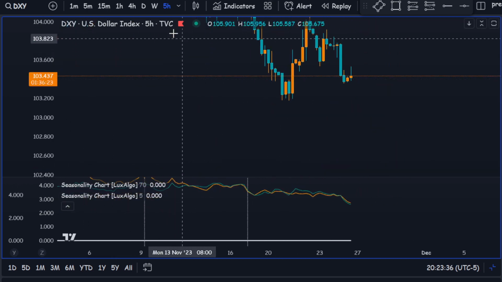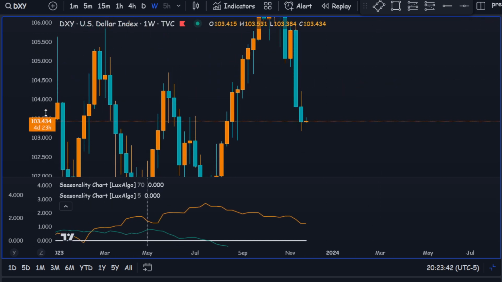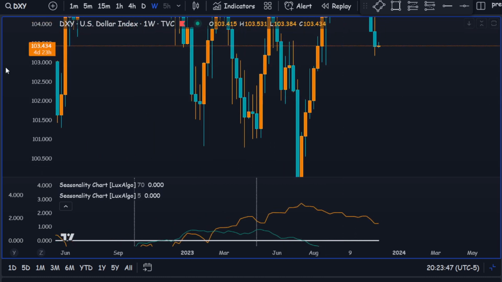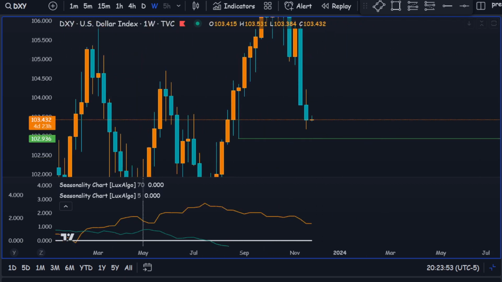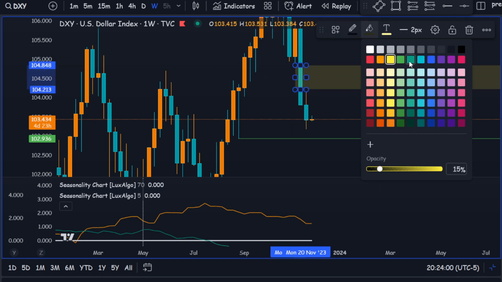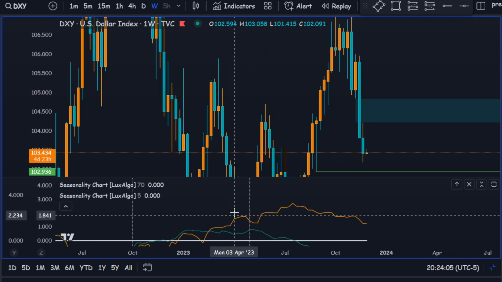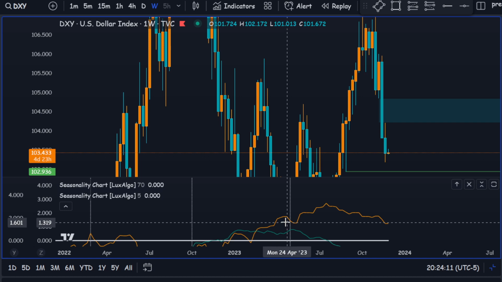Can I mark this one up? Let's see. I can just generally mark it up. That's something we can do. There you go. And here. Like that. So seasonally, apparently we're going up. Are we? Apparently we turn up at the end of the week. Do we?